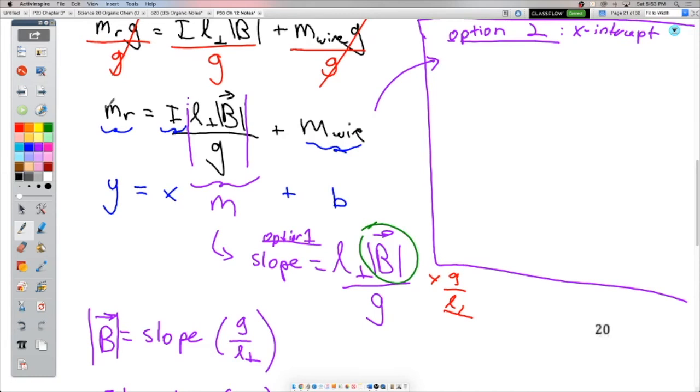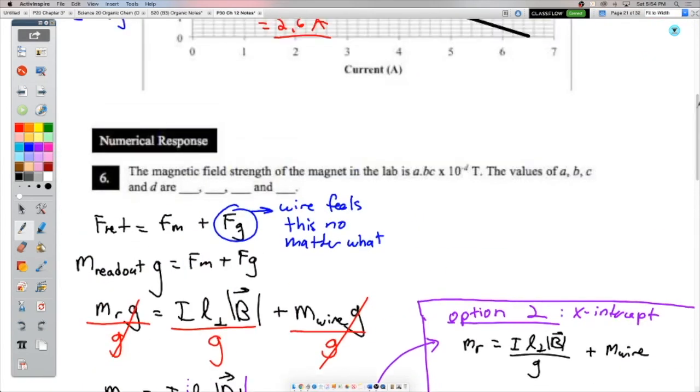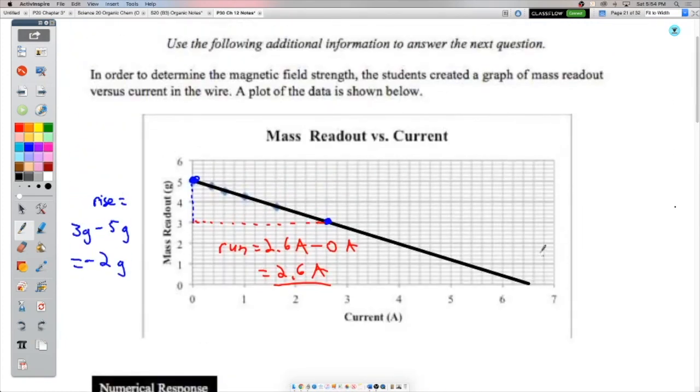So again, now we've got our y equals mx plus b. We've got m r equals I L B over g plus the mass of the wire. Okay, again, so this is y equals mx plus b. At the x-intercept, at any x-intercept, what are your points? Well, y is 0. That's where it crosses the x-axis. No matter what, the y-coordinate is 0, right? That's kind of the definition of where the x-intercept is.